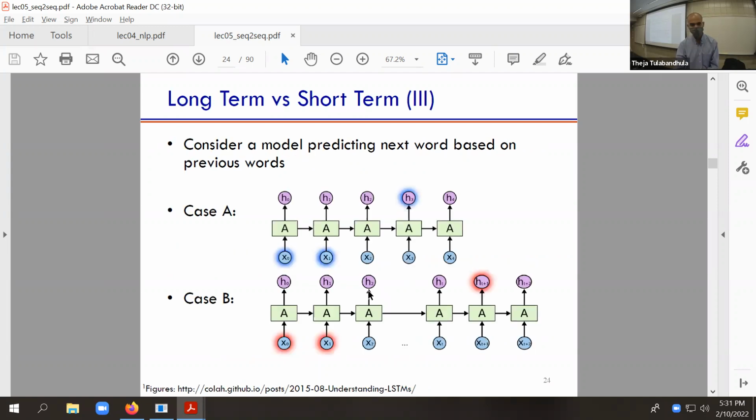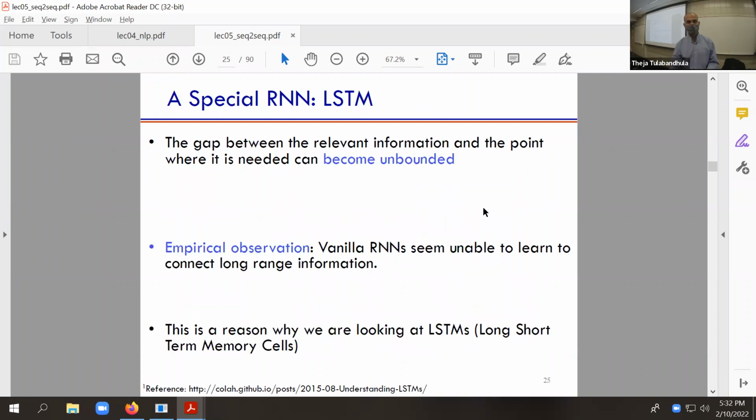That's being shown in this slide, where sometimes information is recent enough, like this H3 is being influenced enough by X1 and X0 to make the right prediction in language modeling. But this T+1 may not be influenced by X0 and X1 because of this long chain. And how do you fix this? There's no in-theory answer for how to fix this long range information.